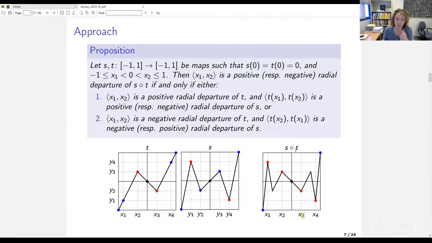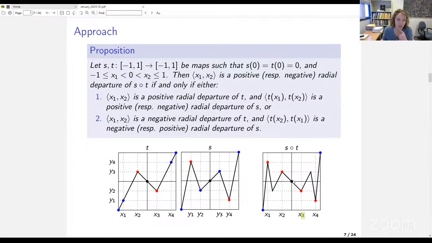Similarly, if we look at X1 and X4 here, if X1, X4 is a positive radial departure of T, Y1, Y4 are their images, and Y1, Y4 are part of a negative radial departure of S, then again, we will have a negative radial departure of S ring T.